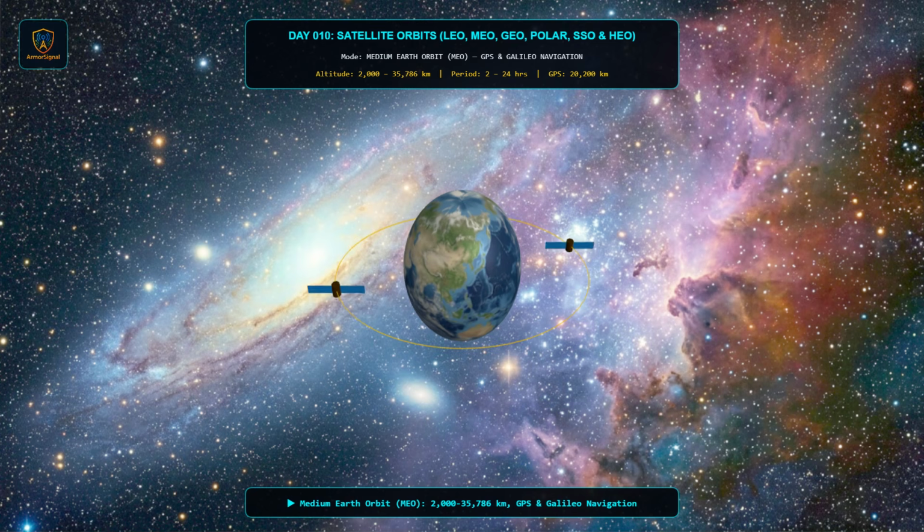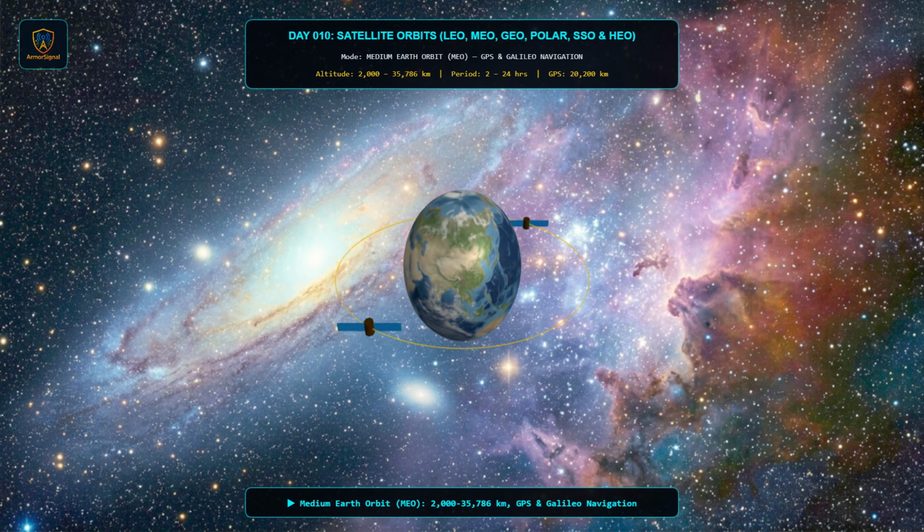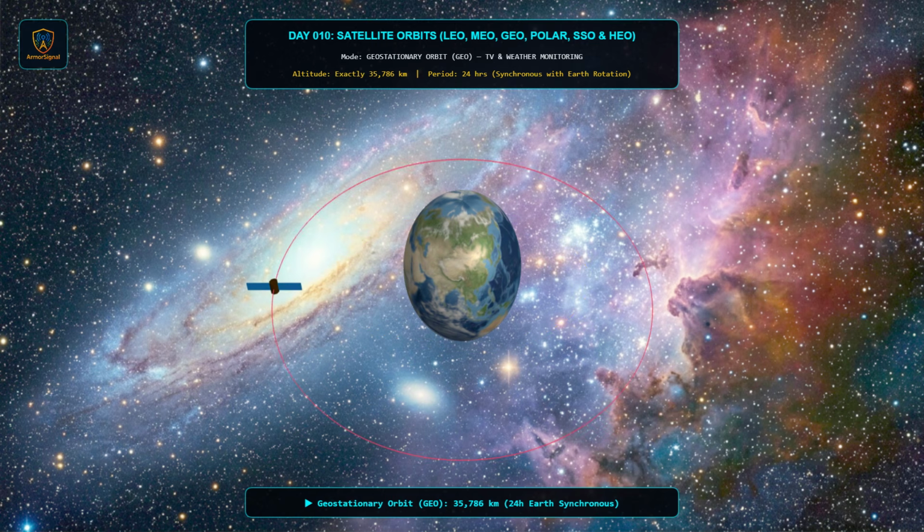Medium Earth orbit, spanning 2,000 to 35,786 kilometers, has orbital periods between 2 and 24 hours. This zone is ideal for global navigation constellations, including America's GPS at 20,200 kilometers and Europe's Galileo system.